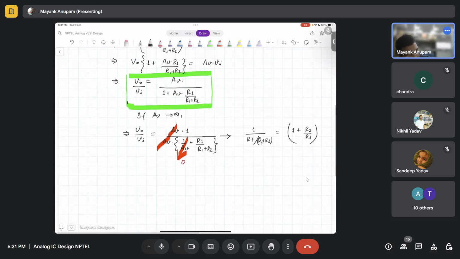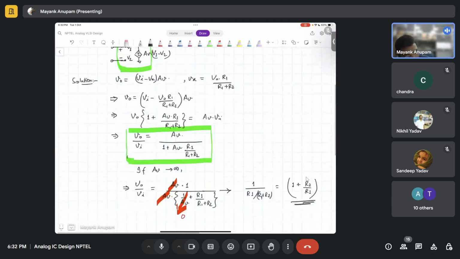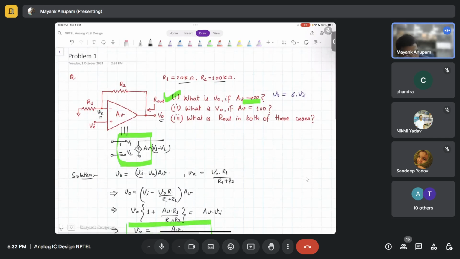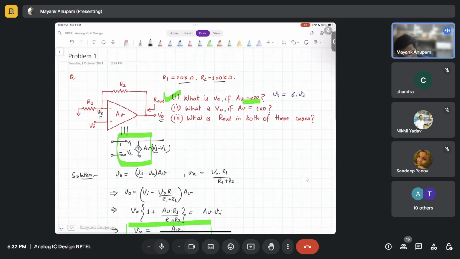So this is the final thing. How much will this become? R2 is equal to 100 kilo ohms, R1 is equal to 20. So 100 by 20 is 5, plus 1, 6, right? So I think our friend here was correct. It is 6 times Vi.